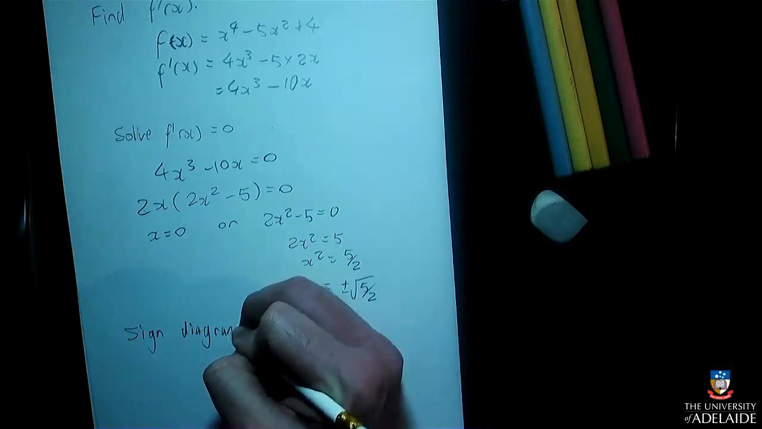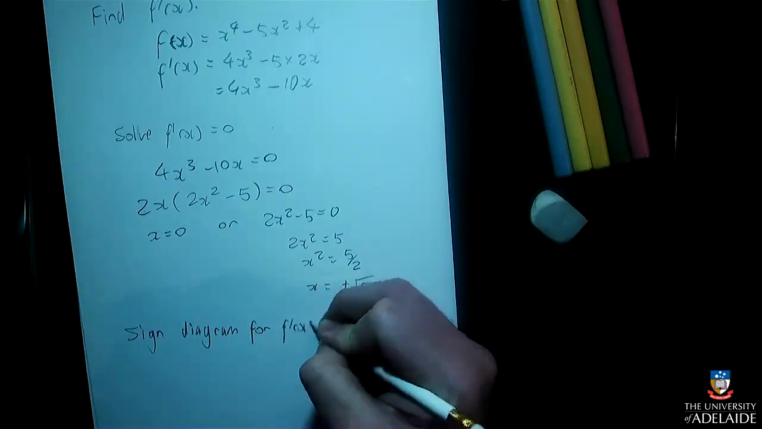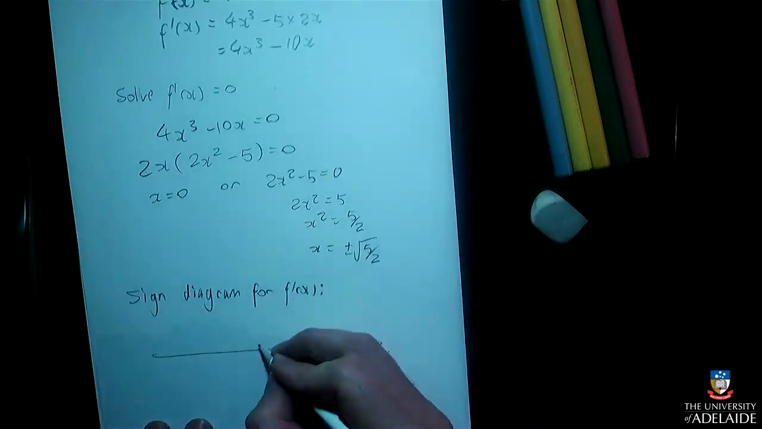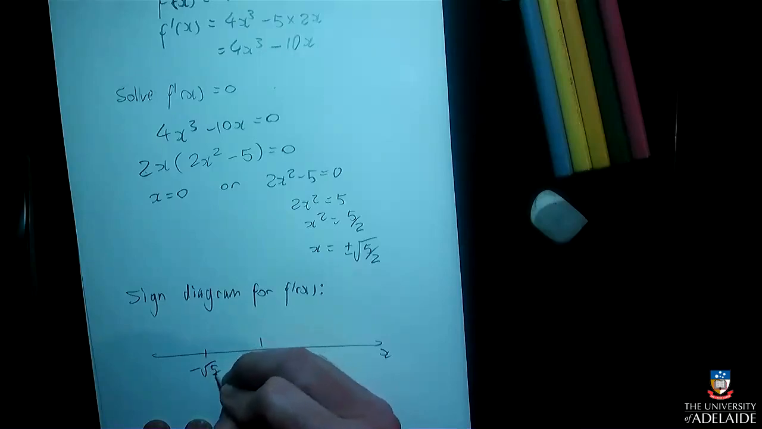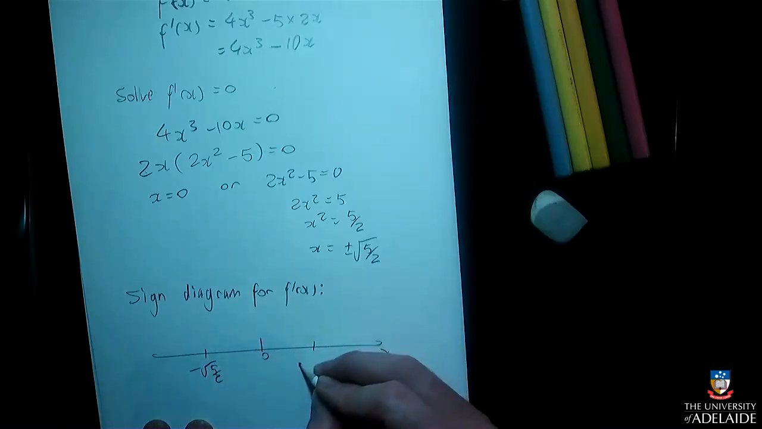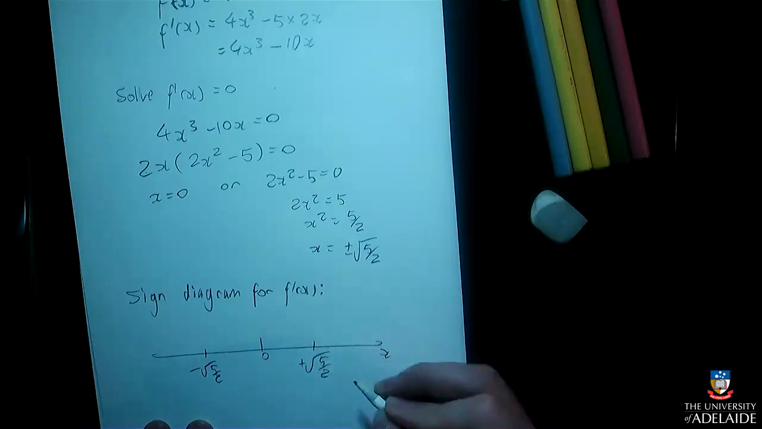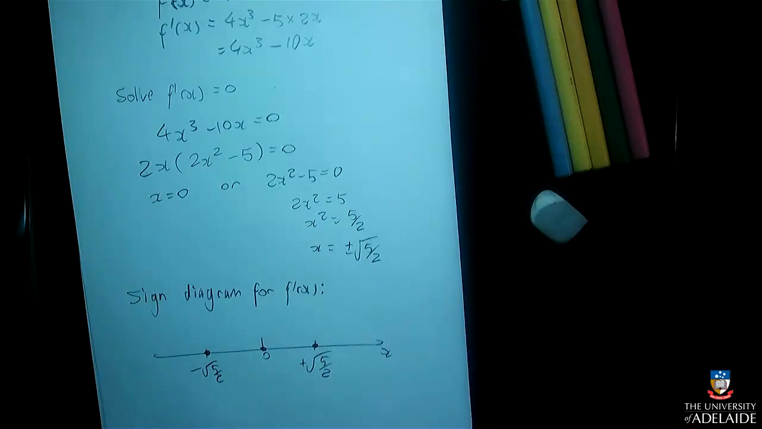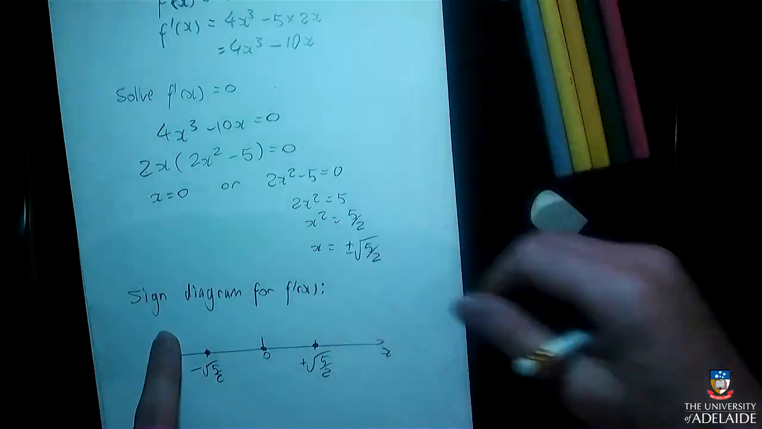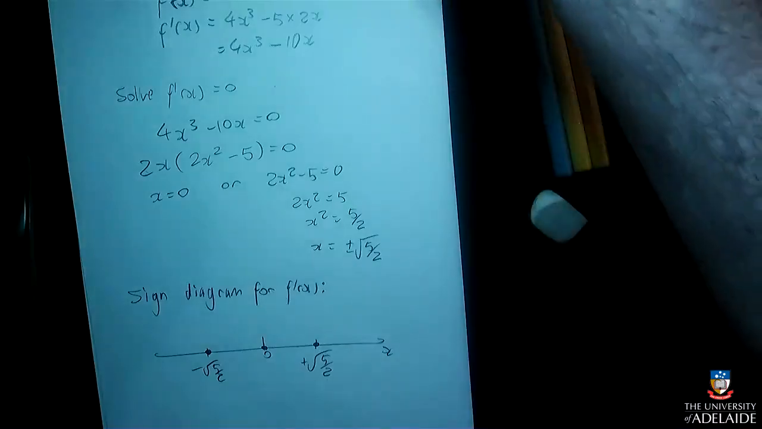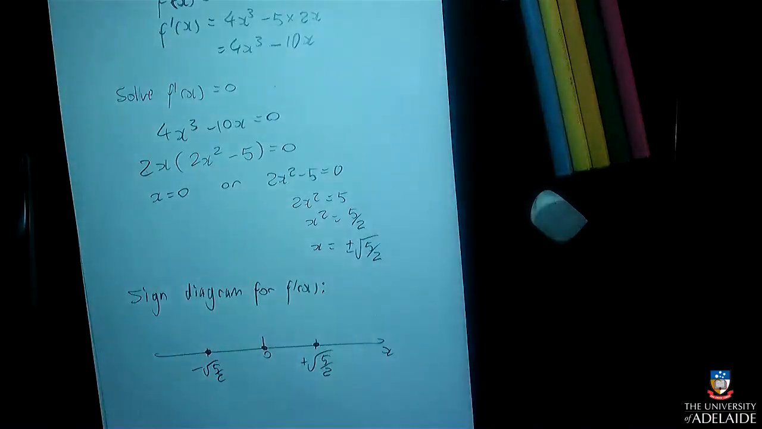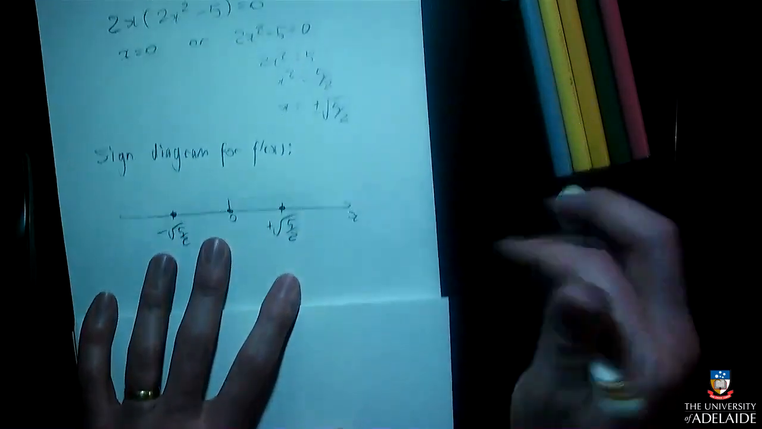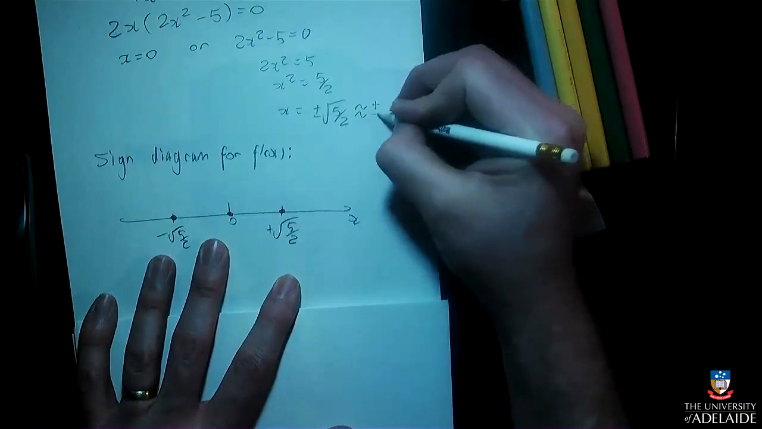So a sign diagram for f dash x, because that's what we're calculating. So this is x, and the points of interest are 0 and minus root 5 on 2 and plus root 5 on 2, and it is actually 0 at all of those points. Okay, and now I have 4 zones where I would like to figure out whether it's positive or negative. So I'm just gonna figure out approximately what this is with my calculator.